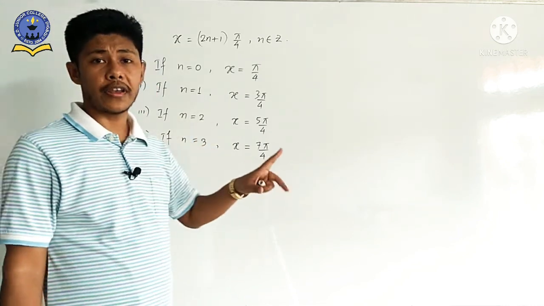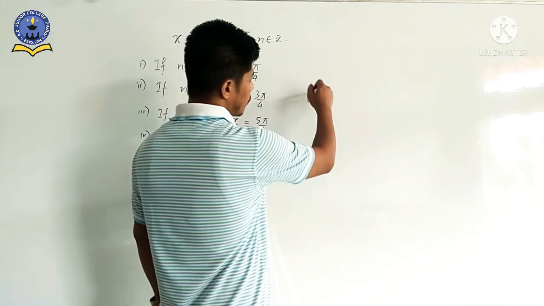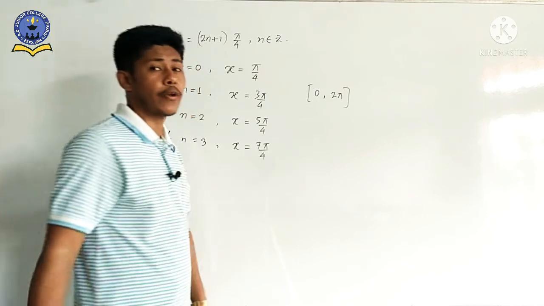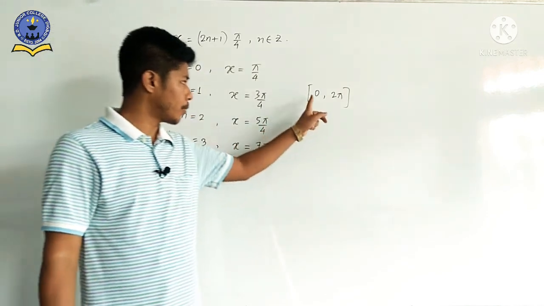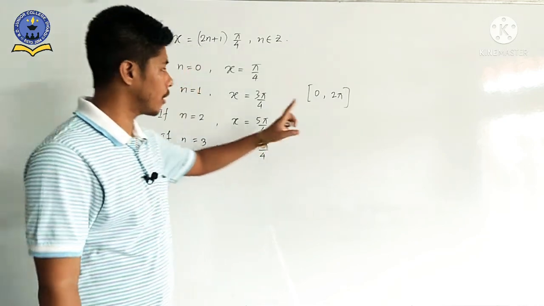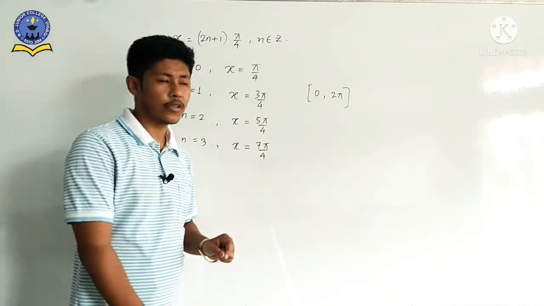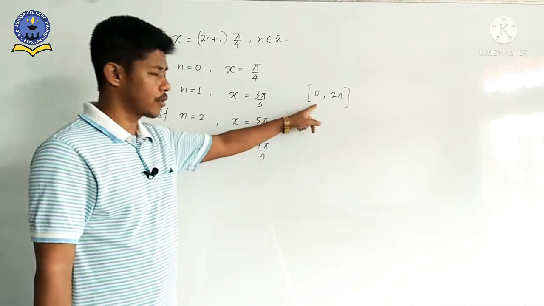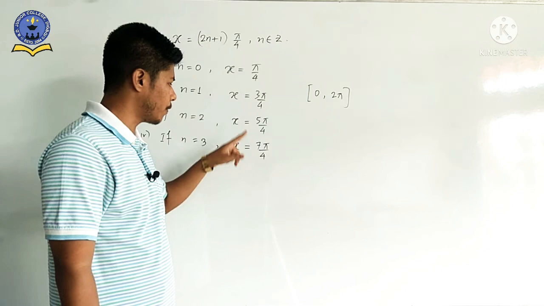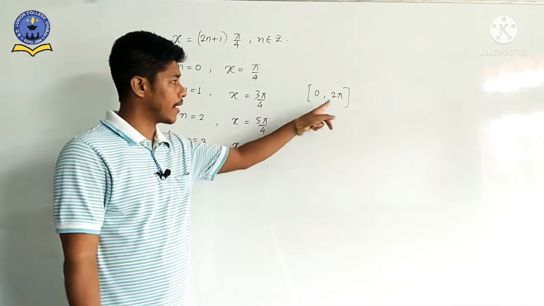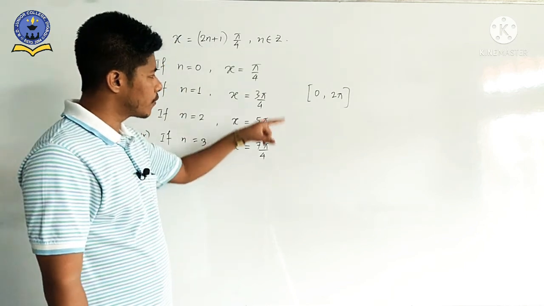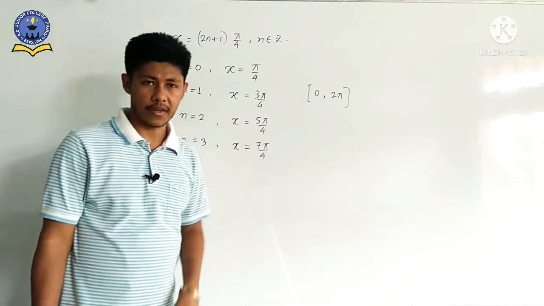Including these 4 critical points, now here the closed interval is given as 0 to 2π. That means we have to consider these two endpoints also, so x equals 0 as well as x equals 2π. So ultimately how many critical points do we get? Total 6: x equals 0, x equals π/4, x equals 3π/4, x equals 5π/4, x equals 7π/4, and the last one is x equals 2π. All these values we have to put into the given function.